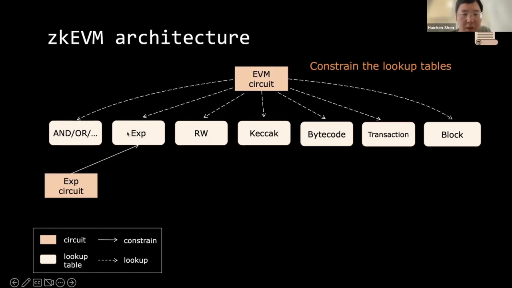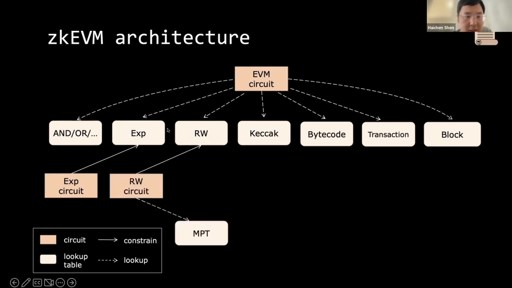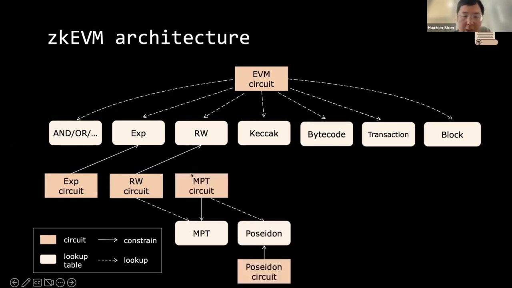For example, for the exponential lookup table, you have the exponential circuit to constrain the value here is correct. And then for the RW lookup table, you have the state circuit or RW circuit to constrain here. But for the RW circuit, as we mentioned before, we need to look up into this MPT lookup table to constrain the first read, and then the write will be updating your state root, your Merkle Patricia tree, correctly. So you also need to do a lookup into a Merkle Patricia tree table. And then you have a Merkle Patricia tree circuit to constrain these lookup tables.